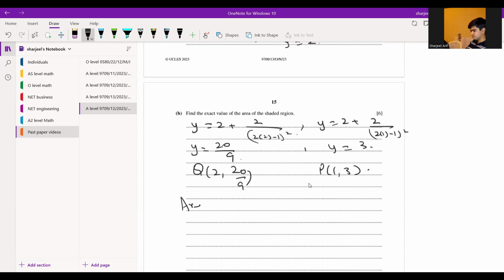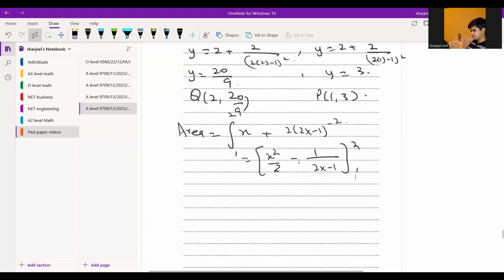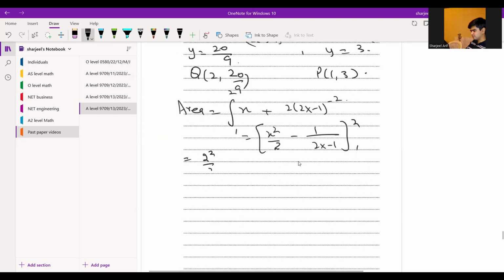Now we have to find the area under the curve. That would be the integral from 1 to 2 of x plus 2 into (2x minus 1) to the power minus 2. So this will be x squared by 2 minus 1 over (2x minus 1), from 1 to 2. We will substitute the values here. Minus 1 over 2 into 2 minus 1, minus 1 over 2 minus 2 into 1 minus 1. This will be equal to 5 over 3 plus 1 over 2, 13 over 6. This is 1.